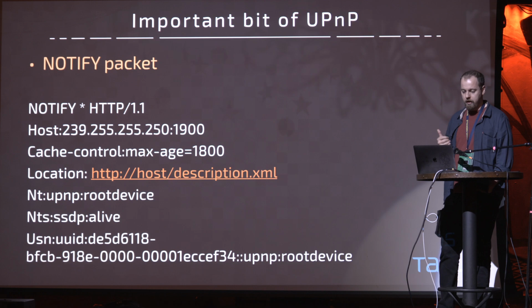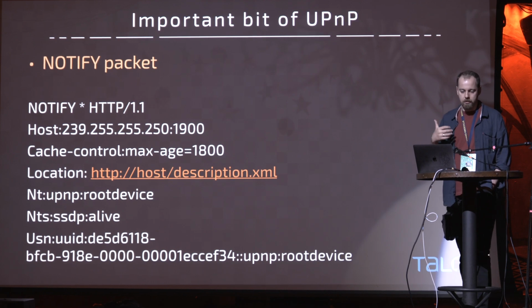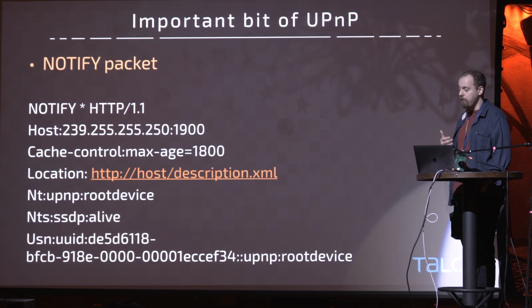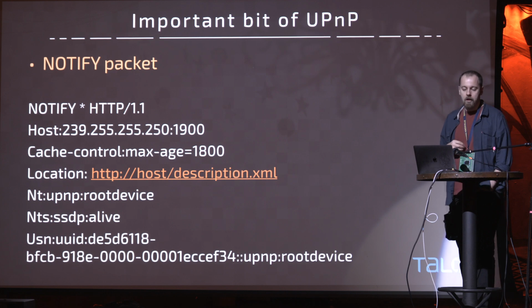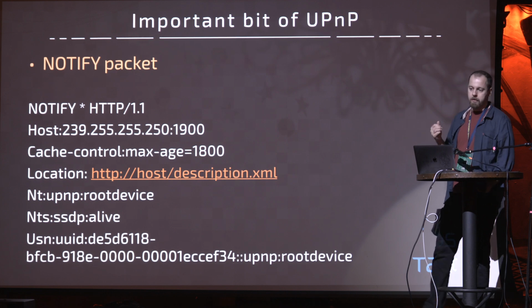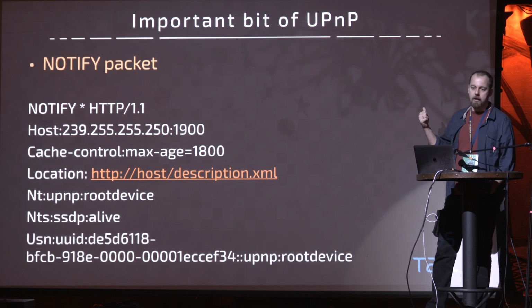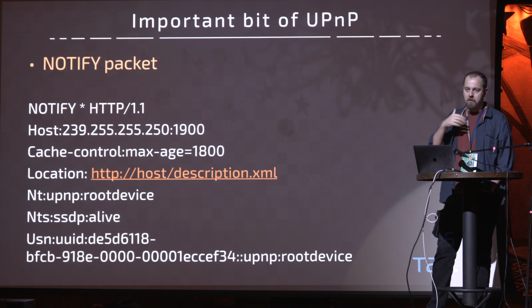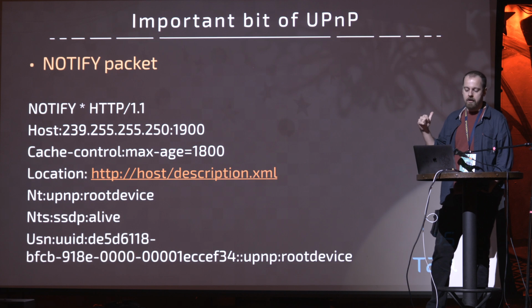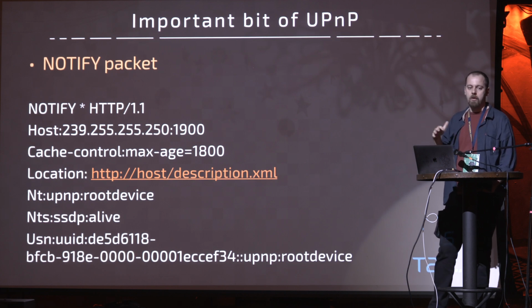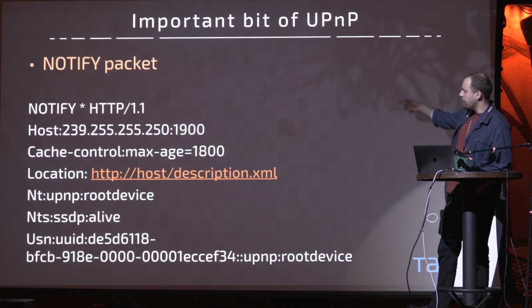But okay, how does that come into play for us? How can that help us in this case? The most important bit of UPnP is this notify packet. As I mentioned earlier, when a device connects to a network, it sends this notify packet to a multicast address. So it sends a single packet to everybody on the network saying, hey, I just connected to this network, and the packet looks like this, basically.